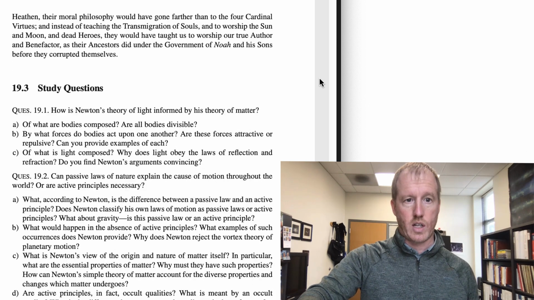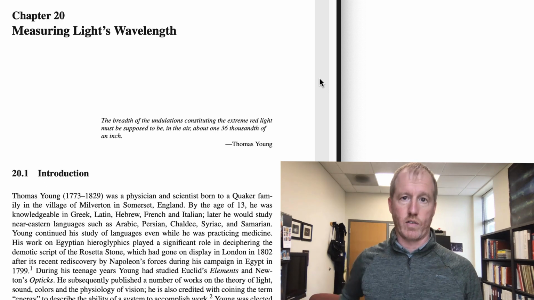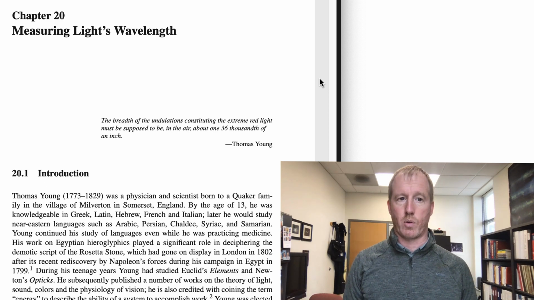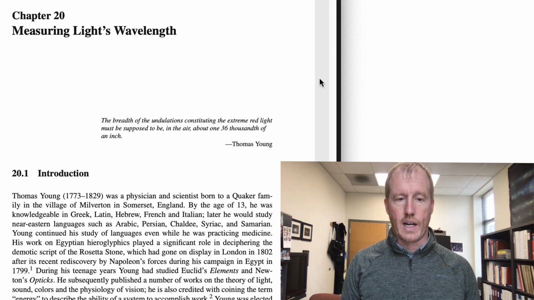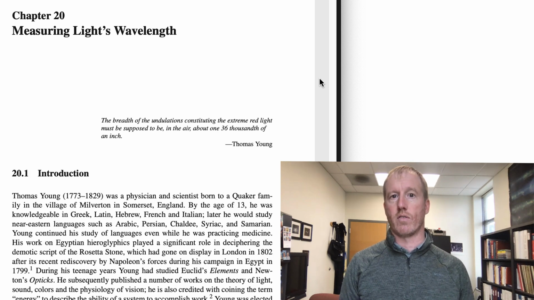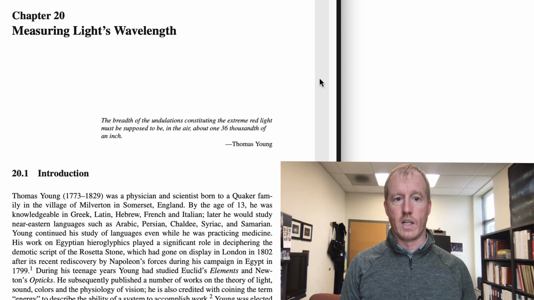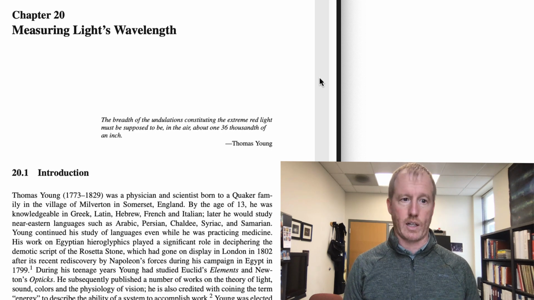So this is chapter 20 in A Student's Guide to the Great Physics Texts, volume 3. This chapter is titled Measuring Light's Wavelength, and this is from a course of lectures that Thomas Young prepared in about the early 1800s, 1809, 1810, around there. So what I'm going to do is read the introductory biographical notes about Young, and then we'll jump right into his lectures.